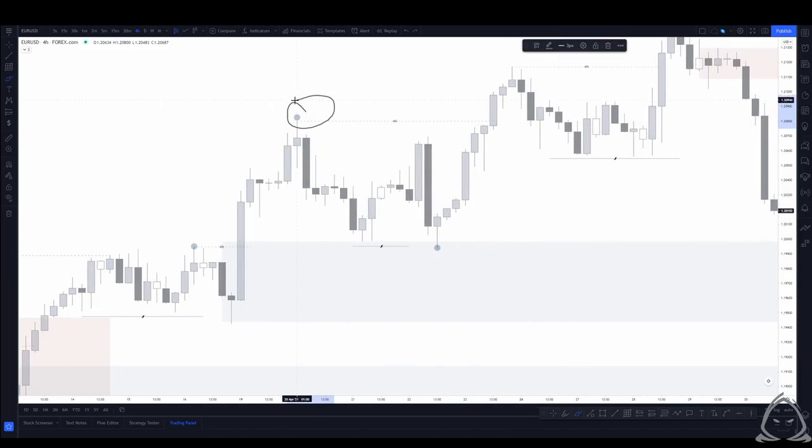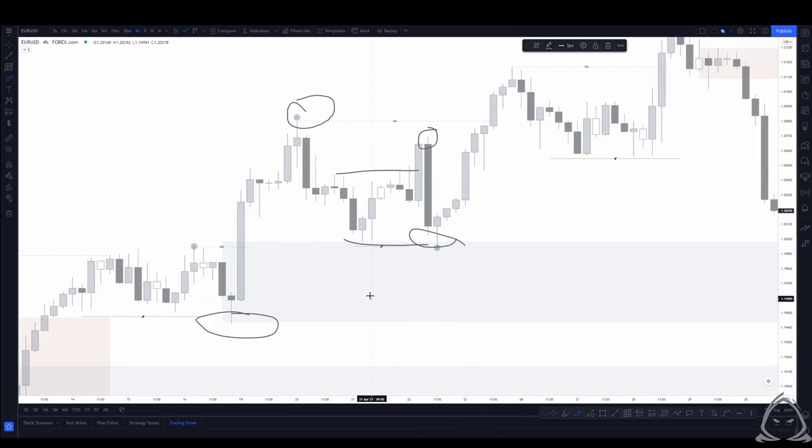And then what we can see is that this high fails to take out this low. We start to switch from substructure to minor structure. We get that change of character. And what we can see is this low was successful in taking out this high. And what we can see is price then continues to the upside. That's where we get our true change of character.